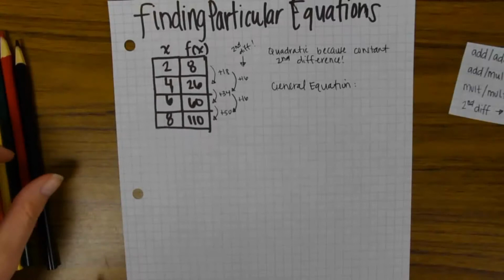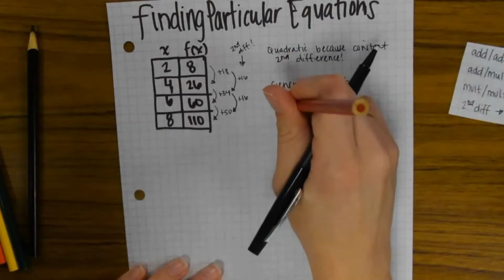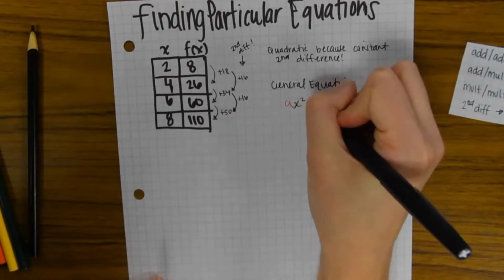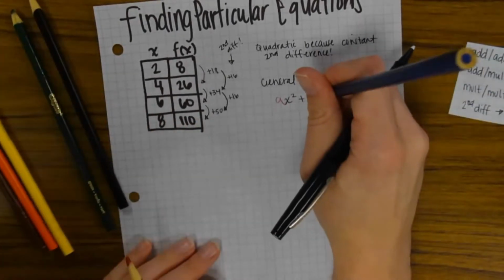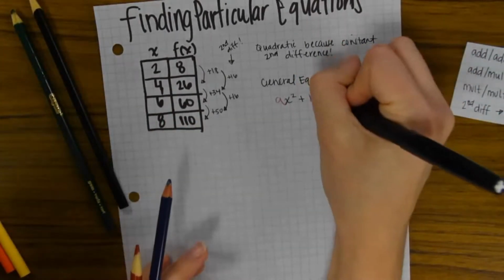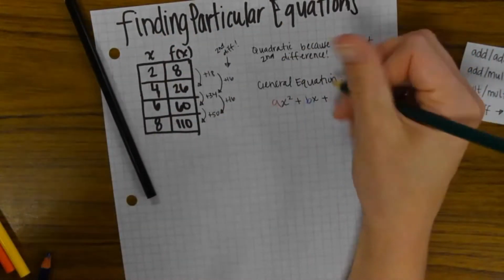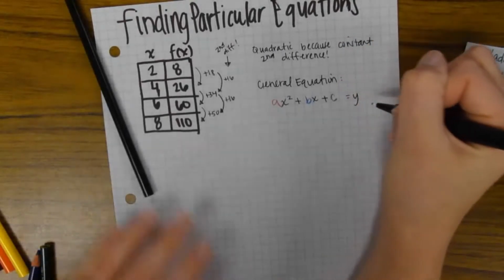The general equation for a quadratic is a times x squared plus b times x plus c equals y.